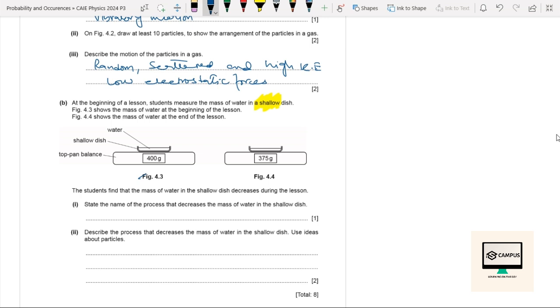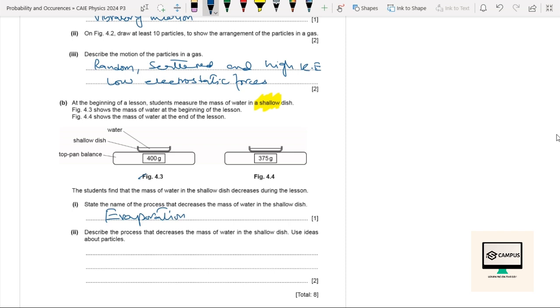State the name of the process that decreases the mass of water in the shallow dish. It's not boiling because this is placed at room temperature and students are measuring it and there is no energy source as well. So this must be evaporation. And the word shallow also gives it away. So the process is evaporation.